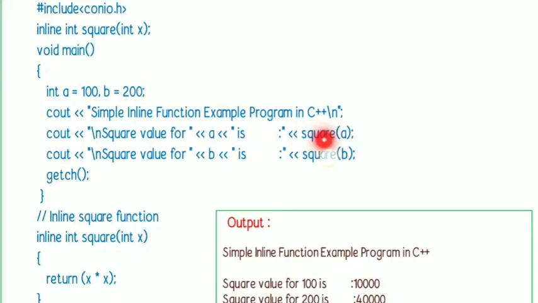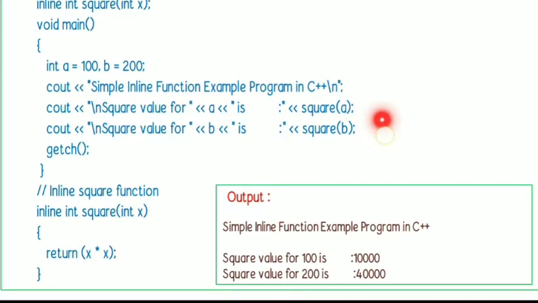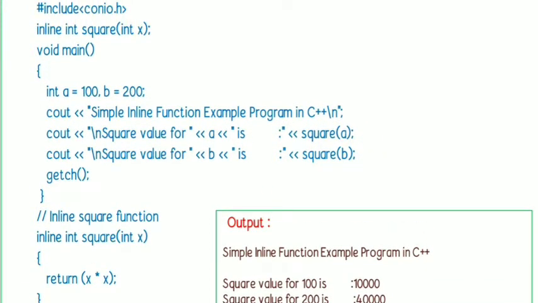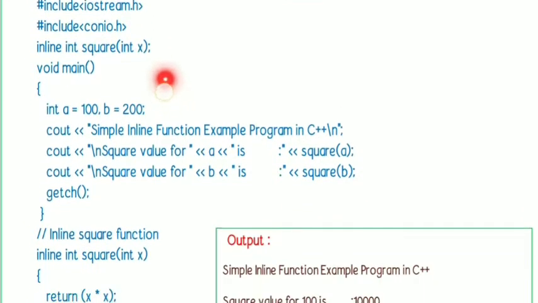In the place of square of a, it substitutes the statement a into a. Similarly, in the place of square of b, it substitutes the line b into b. So during compilation itself, this line can be expanded. At runtime, it has only the main function, so it executes only the main function.